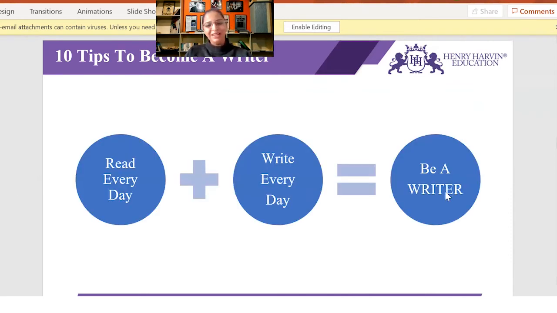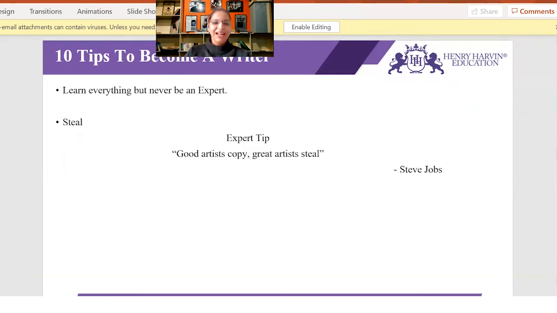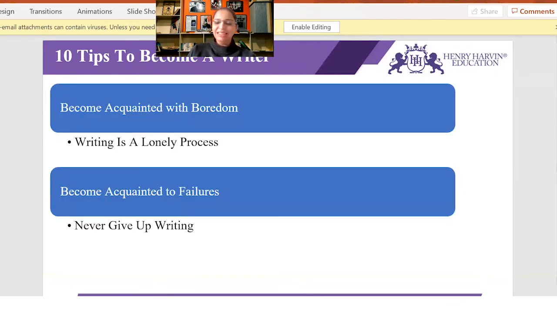Okay, read everything, write every day, you become a writer. So we have covered this as well. And okay, steal, I told you that you can steal the idea, not the content, but never copy. I also told you that Steve Jobs says good writers copy, great writers steal. There is one more very famous quote by a writer who says that good writers steal and make the content look different. Better writers steal and make the content look better. So you don't have to make it look different, but you have to make it look better.